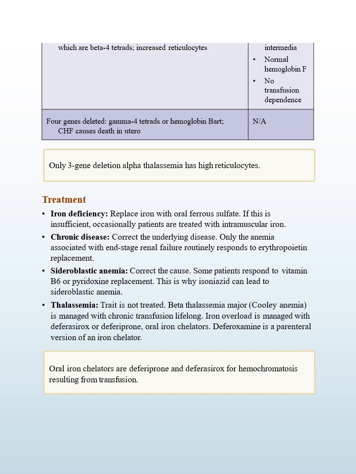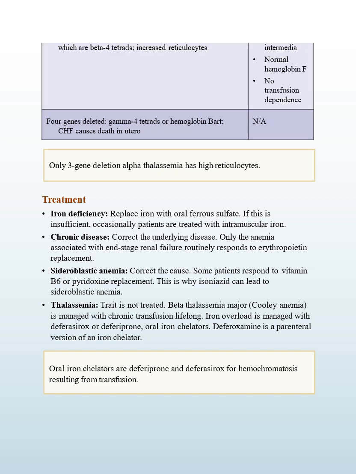And basically the CHF will cause death in utero. So for beta thalassemia, this is not applicable. There is a clinical tip here which states that only 3 gene deletion alpha thalassemia has high reticulocytes. How do we treat that?